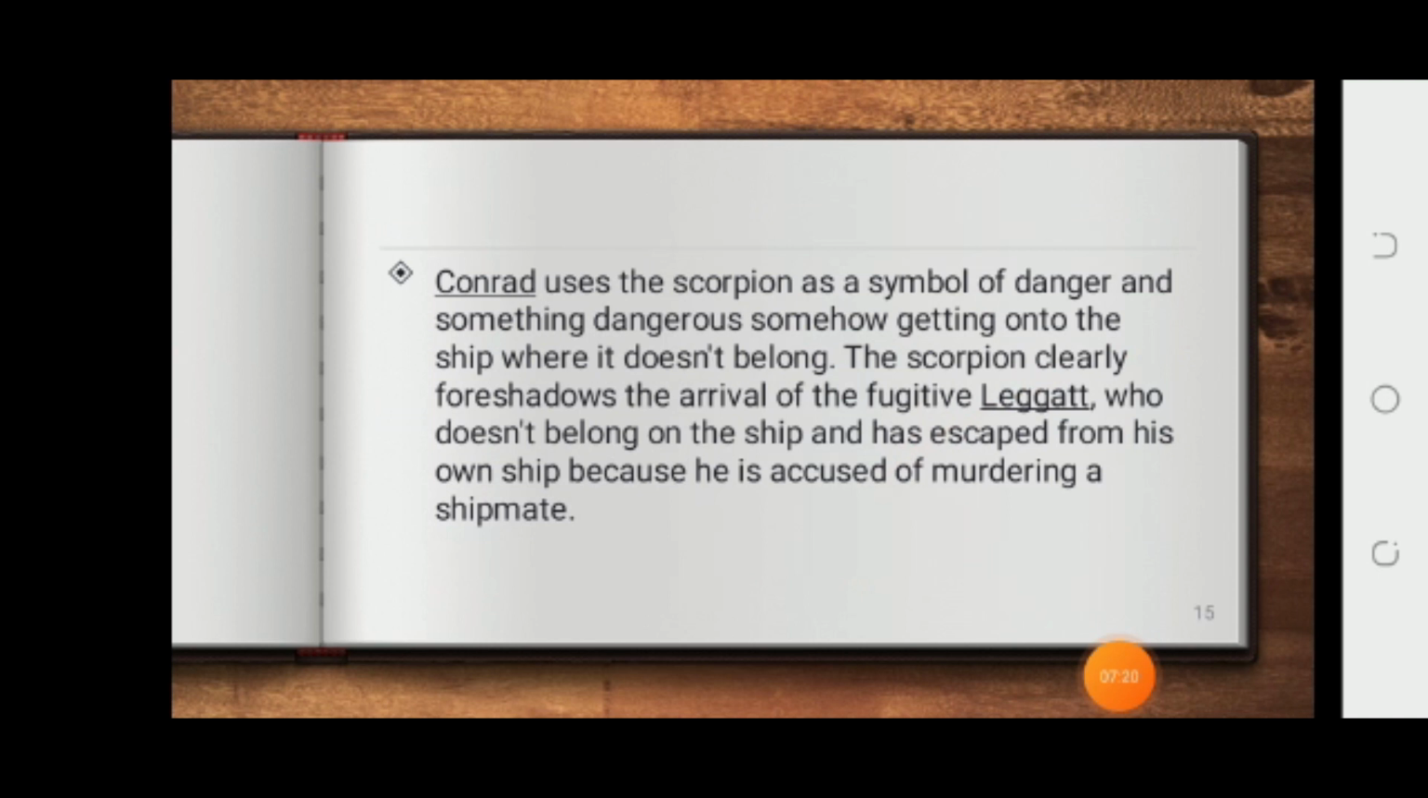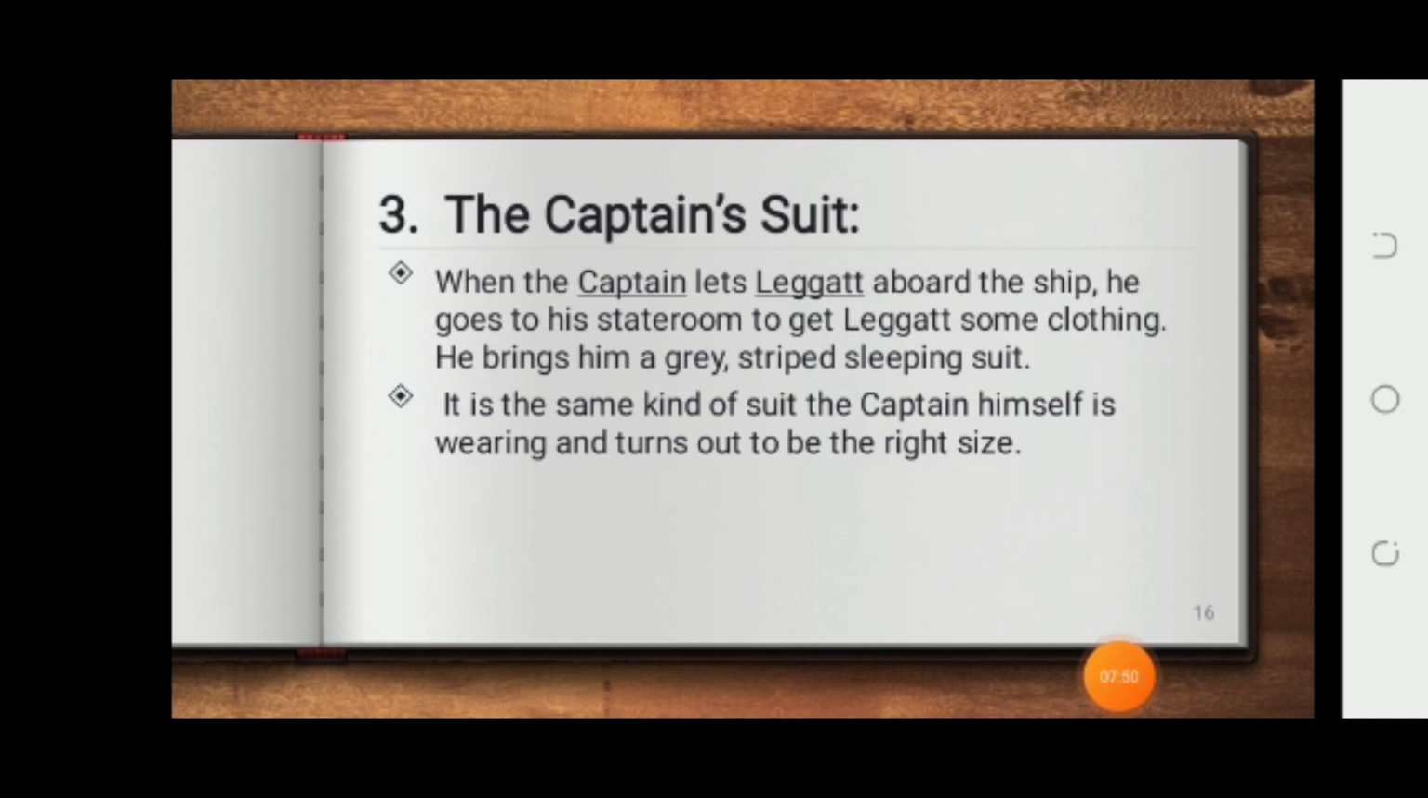This ship keeps waiting at sea, and it would hardly make sense for a scorpion to seek it out. So Conrad uses the scorpion as a symbol of danger. The symbol of the scorpion in this story is a reference to something dangerous somehow getting onto the ship where it doesn't belong. So the scorpion clearly foreshadows the arrival of the fugitive Leggett, who doesn't belong on the ship and has escaped from his own ship because he's accused of murdering a shipmate.